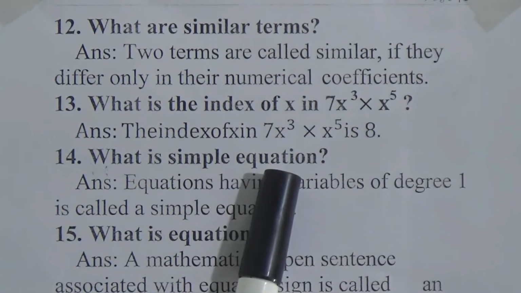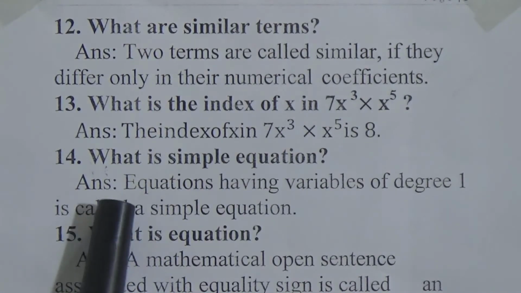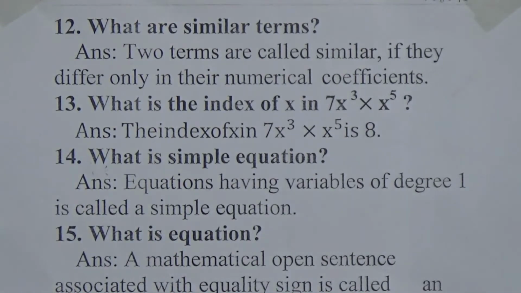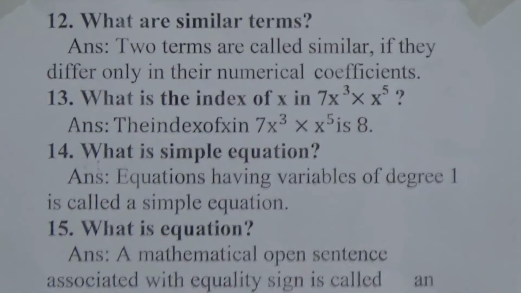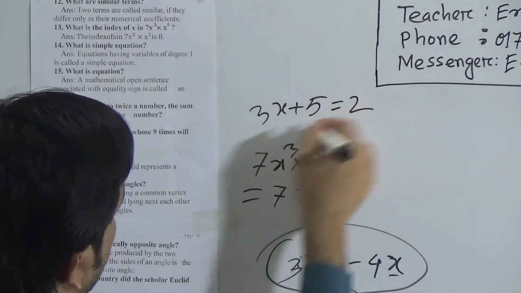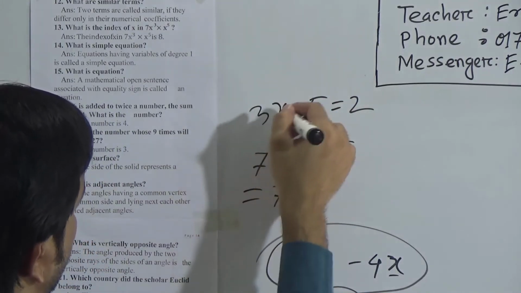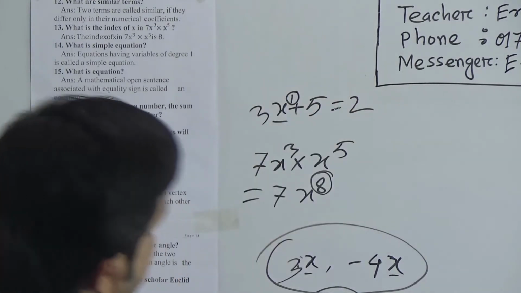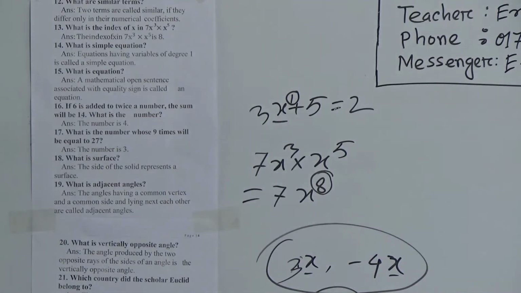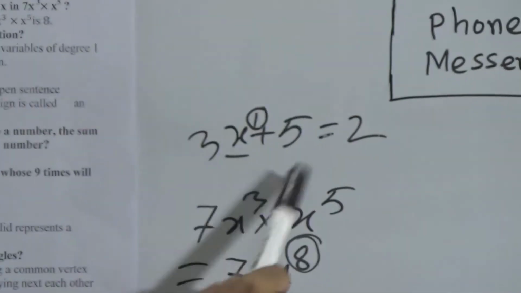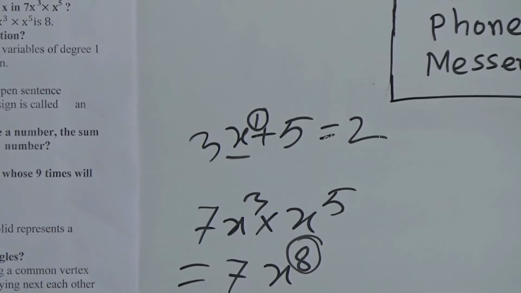What is a simple equation? Dear students, an equation having variables of degree 1 is called a simple equation. Suppose I am writing an equation 3x plus 5 equal to 2. Here the variable is x and the index of the variable is 1. Dear students, here the equation has variables of degree 1. This type of equation is known as a simple equation.